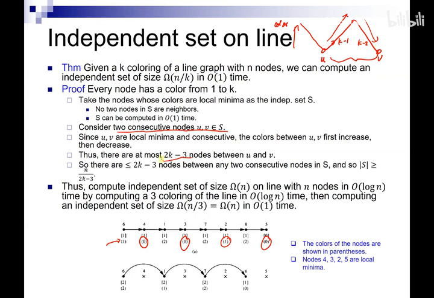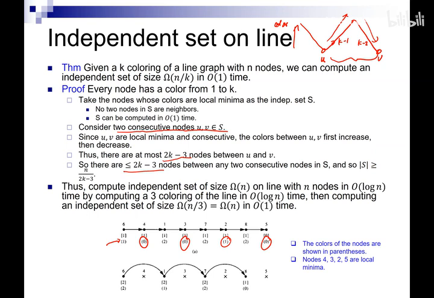That means there are not too many nodes between U and V, and because of that, there must actually be lots of these nodes in S. In particular, since there are at most 2k minus 3 nodes between any two consecutive nodes in S, the number of nodes in S has to be at least n divided by 2k minus 3.